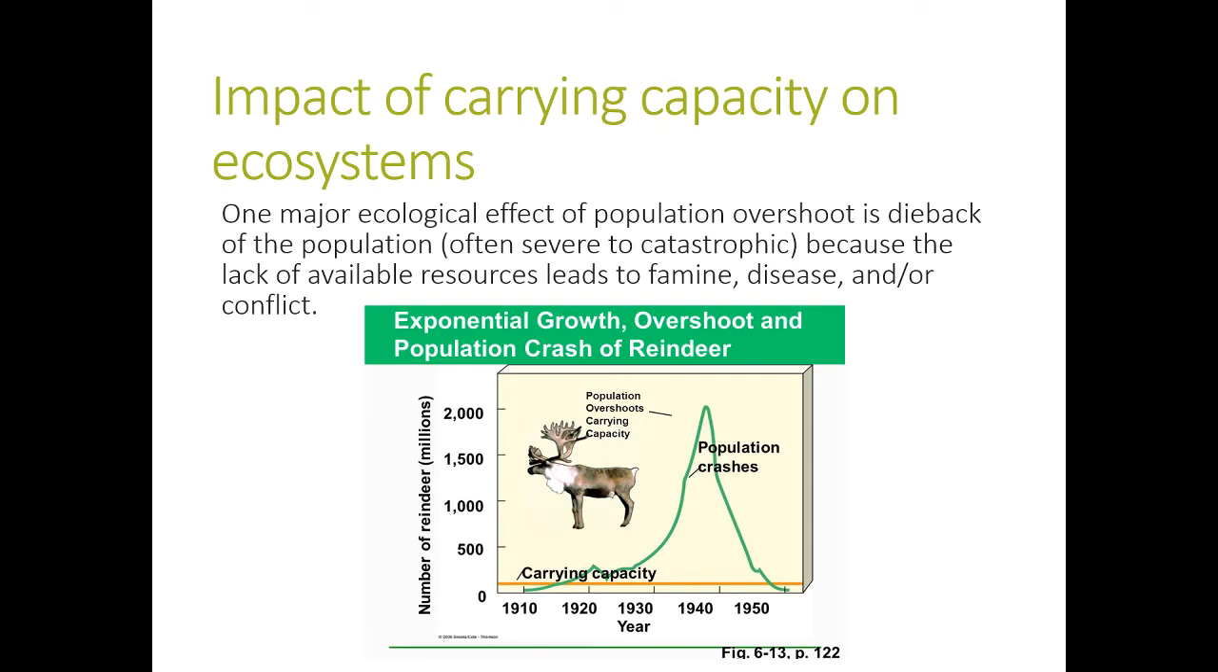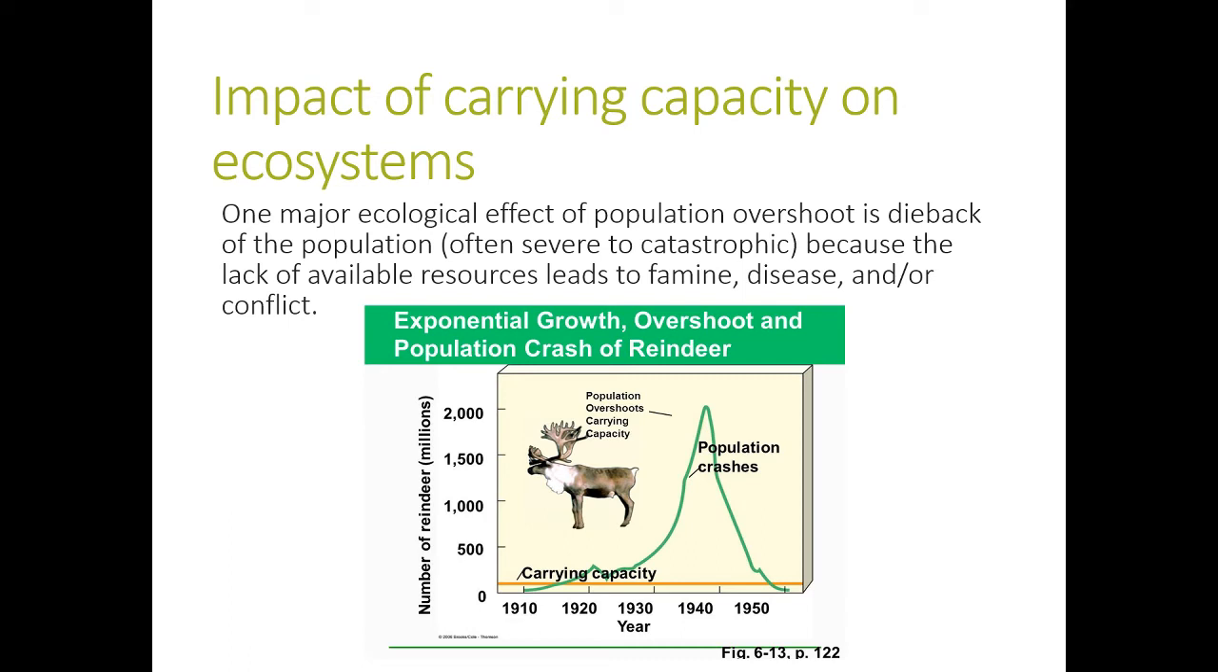When we talk about the impact of a carrying capacity on an ecosystem, the biggest thing is that when we get that overshoot, you usually will see a severe or even catastrophic decline of population. And that's because the problems that occur when you exceed your carrying capacity cause more and more competition, which can lead to famine, disease, or conflict.